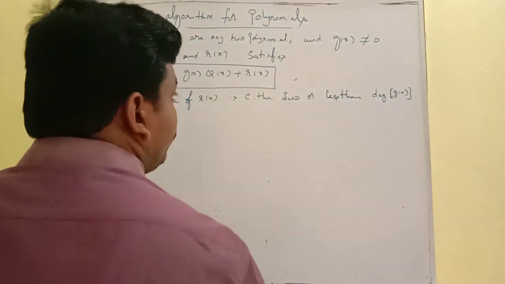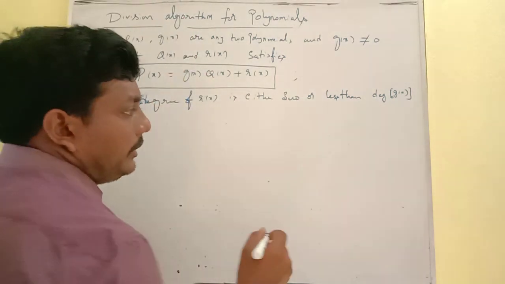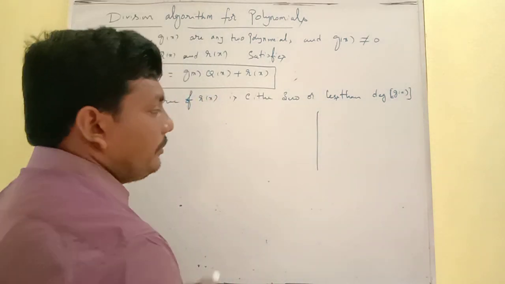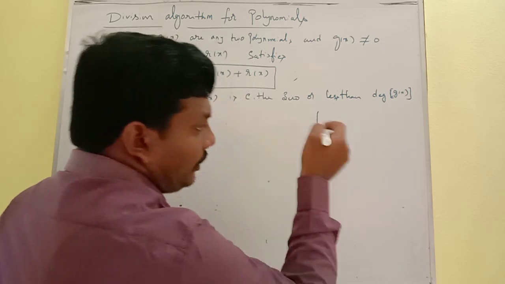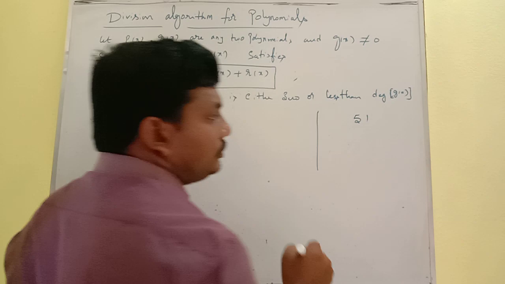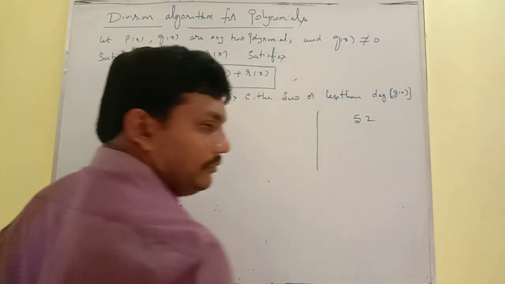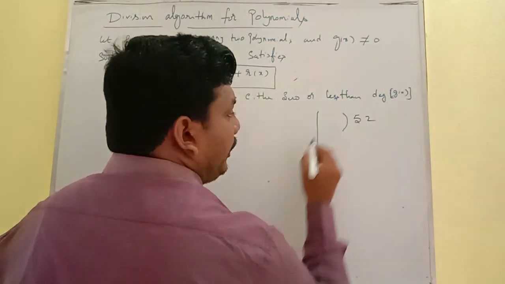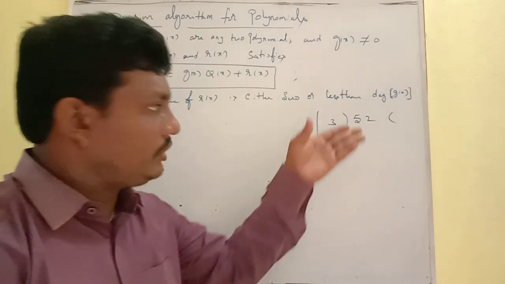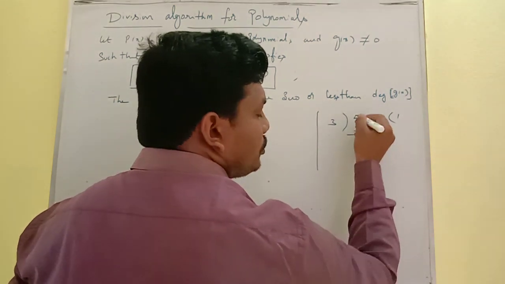Before going to this division algorithm for polynomials, let me discuss division. So what is division for integers? Suppose you have 52 as a number, and we are going to divide by 3. For better understanding, I am going to take this example. 3 ones are 3, so the remaining will be 2.